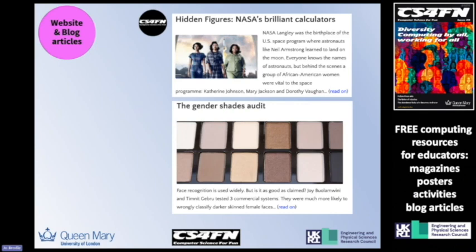And then there's a more recent one about the Gender Shades audit, which arose from work done looking at facial recognition technology. And the training material used black faces, white faces, various different skin tones, but it was predominantly white. And it meant that the end product, in fact, three end products, were less good at recognizing darker skinned faces compared to white skin.